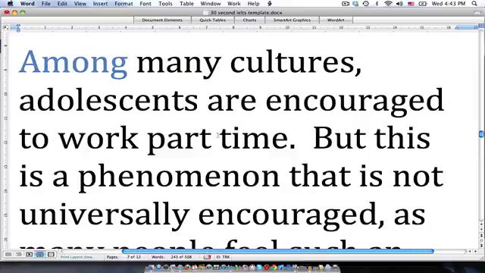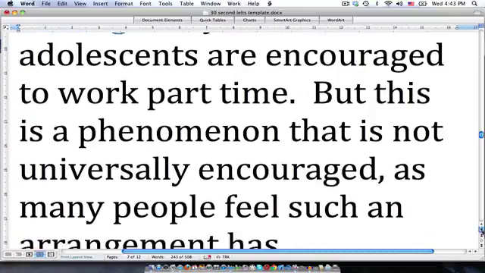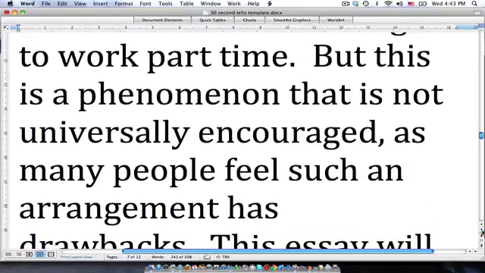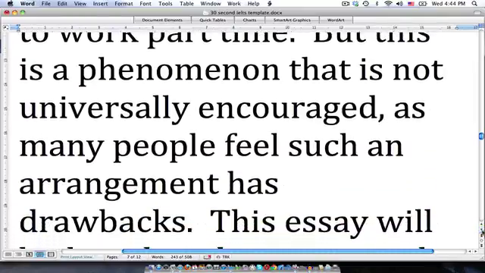But this is a phenomenon that is not universally encouraged, as many people feel such an arrangement has drawbacks. So I'm kind of showing both sides of the argument here, and please note that at no time so far has the writer shared an opinion. I haven't told you in this writing exactly what I think about this. I'm just sort of saying that many cultures around the world are different. Some people believe this, others believe that.